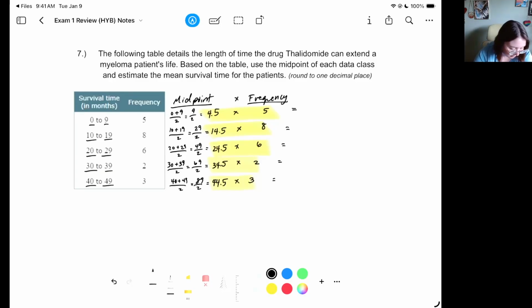So 5 times 4.5 is going to be 22.5. Then 8 times 14.5 is going to be 116. 6 times 24.5 is going to be 147. 2 times 34.5 is going to be 69. Then we have 3 times 44.5, which is going to be 133.5.